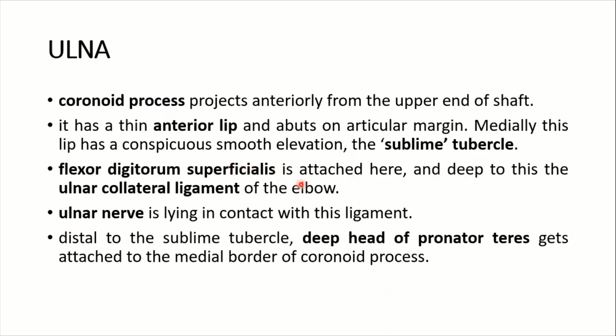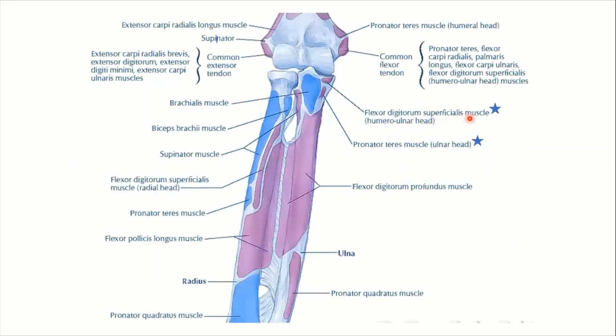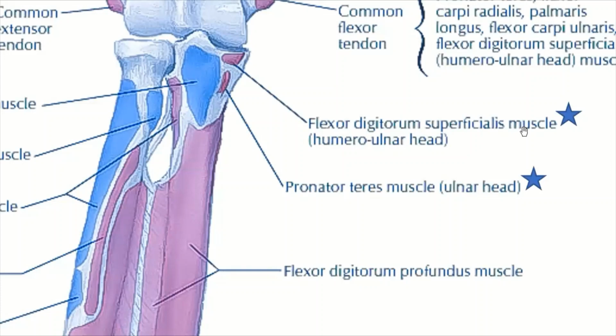Flexor digitorum superficialis is attached here and deep to this ulnar collateral ligament of the elbow. The ulnar nerve is lying in contact with the ligament. Distal to the sublime tubercle, the deep head of the pronator teres gets attached to the medial border of the coronoid process. Here you see flexor digitorum superficialis being attached. We can enlarge that for clarity. You can also see here the pronator teres muscle attached.